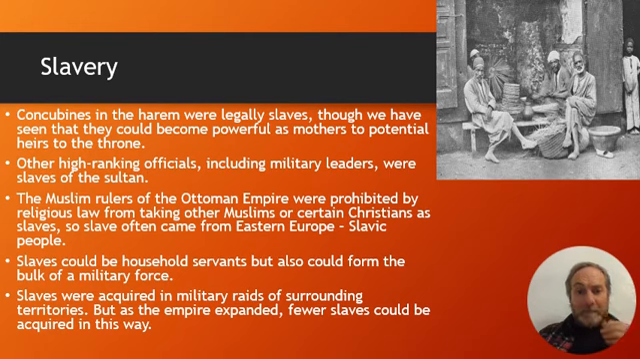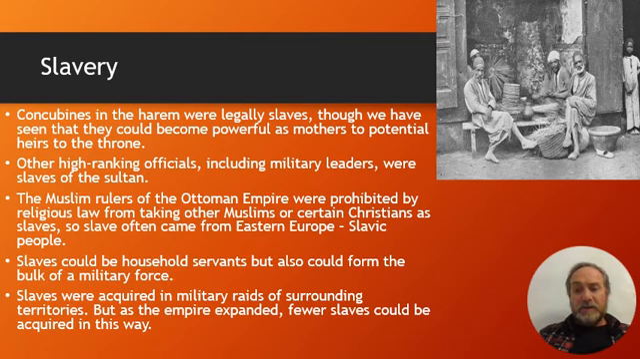So the Muslim rulers of the Ottoman Empire were prohibited by religious law from taking certain people as slaves. So they couldn't take other Muslims as slaves. Certain Christians also were not allowed to be taken as slaves. So often slaves had to come in from outside of the empire, from Eastern Europe, like Slavic people, right? Slaves, Slavic, there's a logical link.